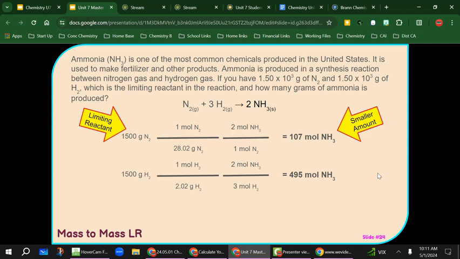So now we've identified the limiting reactant. Now the last step, take that 107 moles and convert it into mass. Formula mass. Boom. There's your answer.